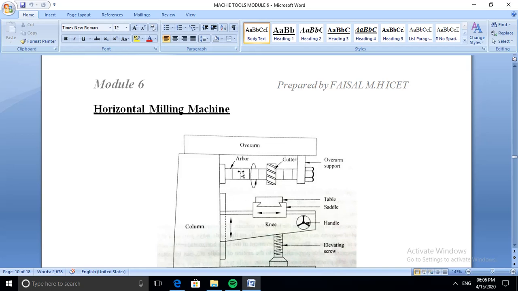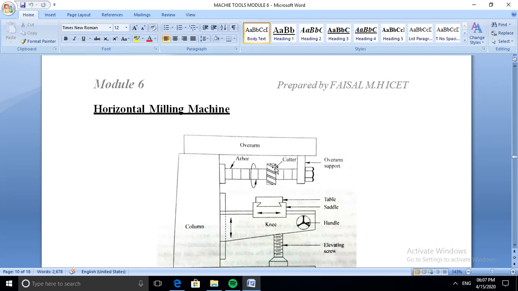Then there is an arbor. Arbor means the cutter is placed on the arbor. One end of the arbor is fixed in the spindle. So when the spindle rotates, the arbor also rotates. The cutter is also fixed on the arbor, so when the arbor rotates, the cutter also rotates. The cutter is used to cut the workpiece.